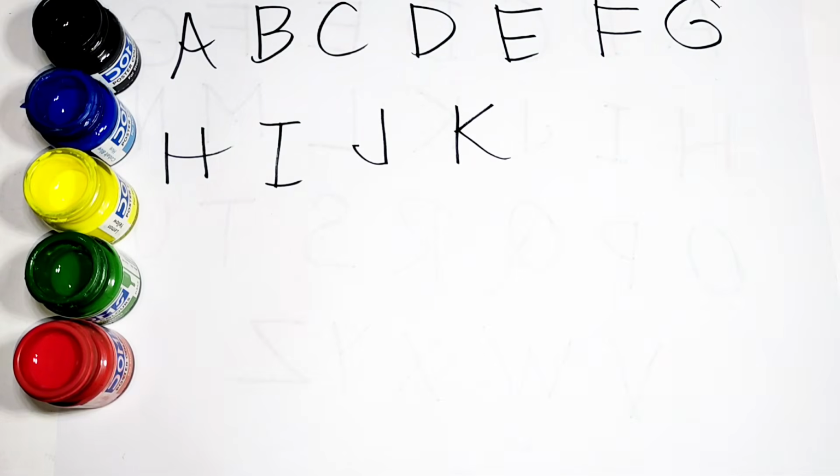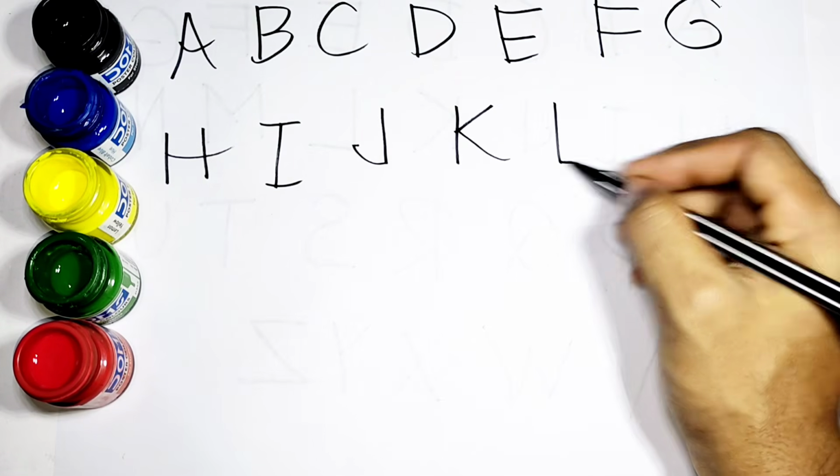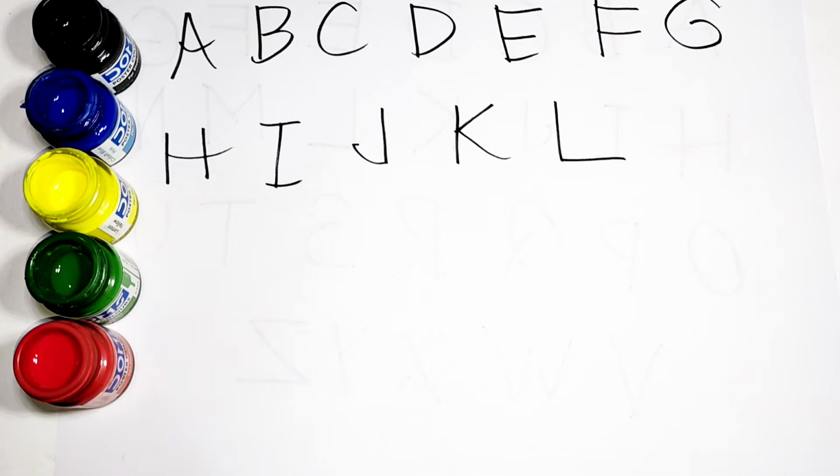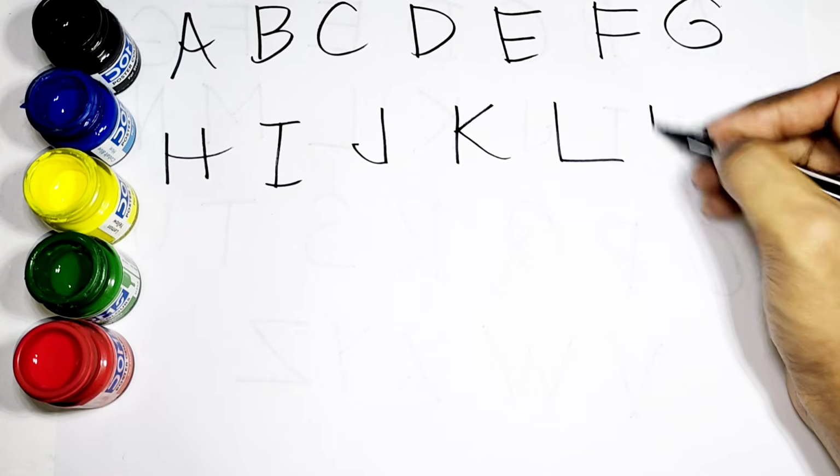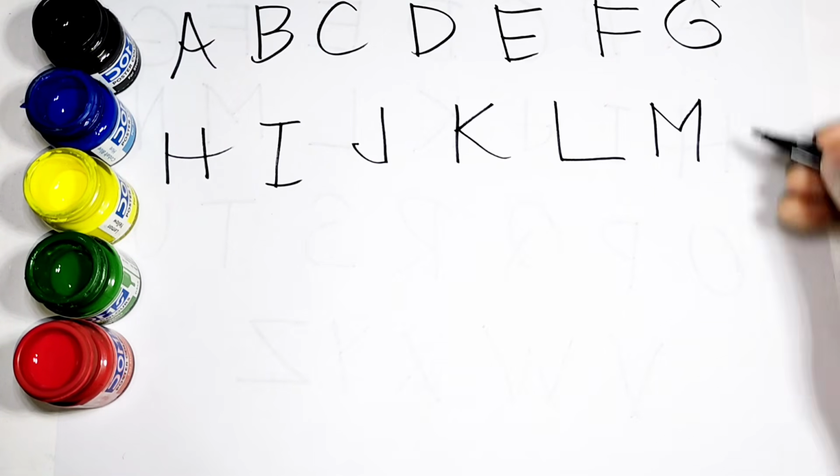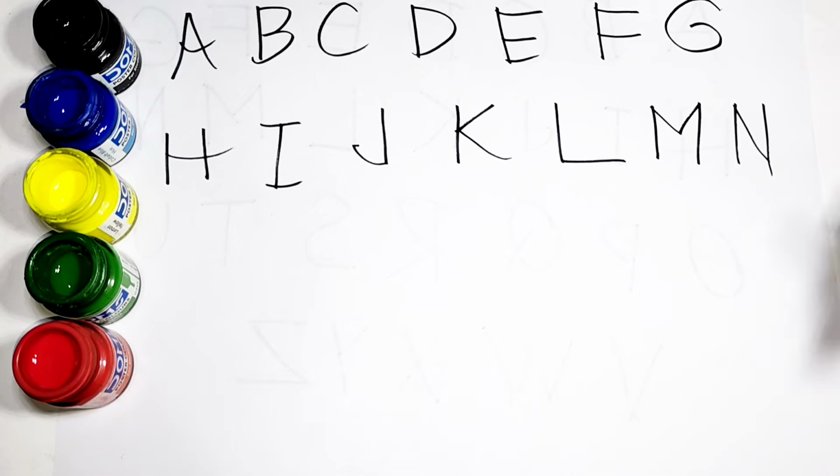K for kite. The next one is L. L for lion and L for lemon. The next one is M. M for moon, M for mango. The next one is N. N for nose, N for nest.